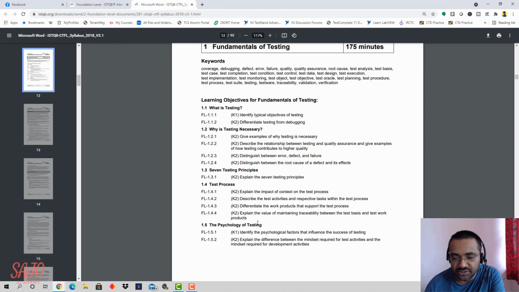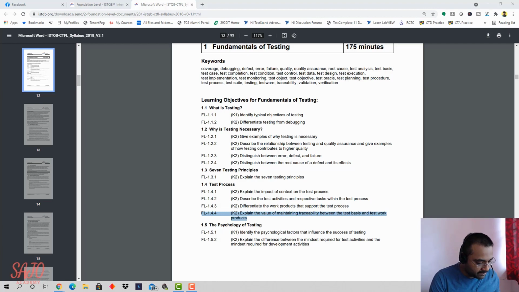So this question is on a learning objective of K2 type. Okay, so this is the learning objective, and here it explains the value of maintaining traceability between the test basis and the test work products. So here when I say test basis, it is a requirement. Okay, so it is any input which you need to write a test case.